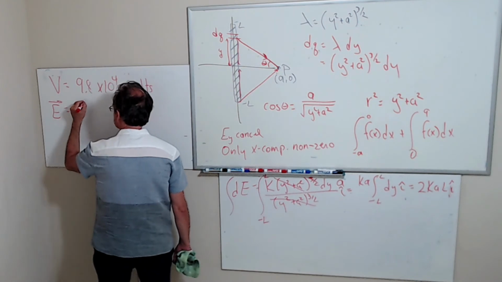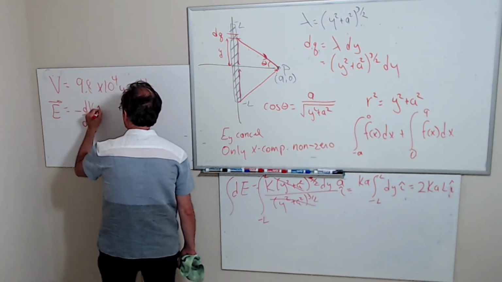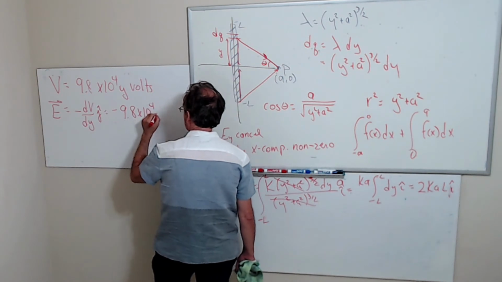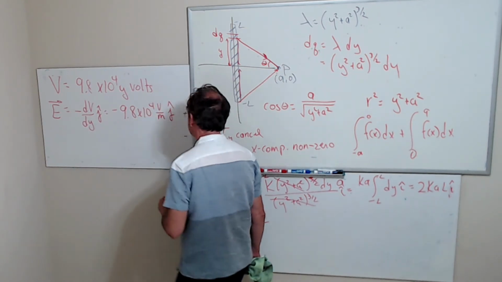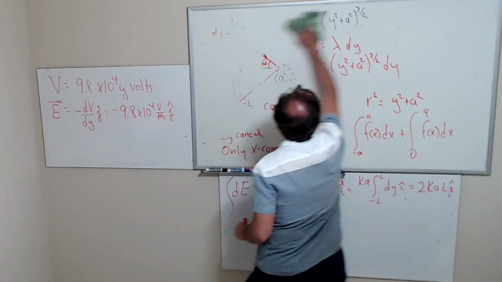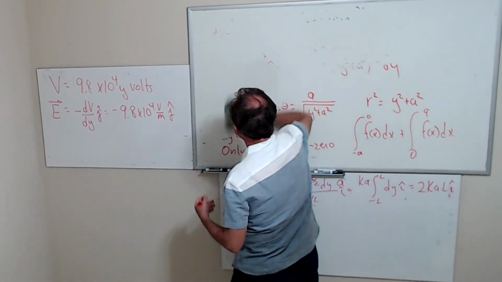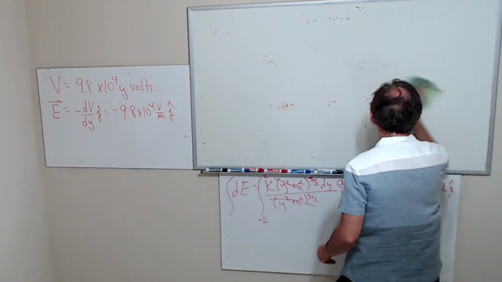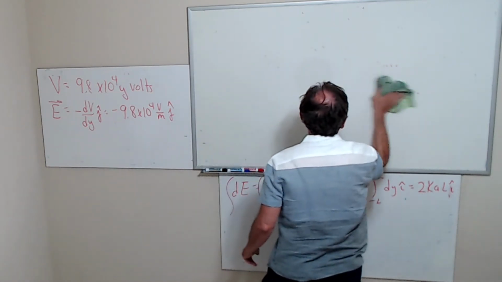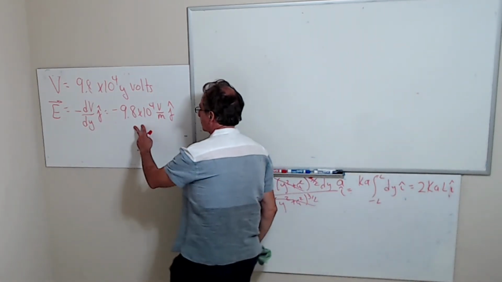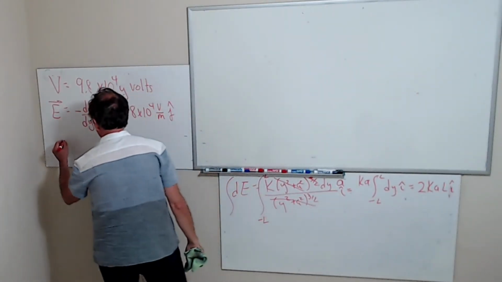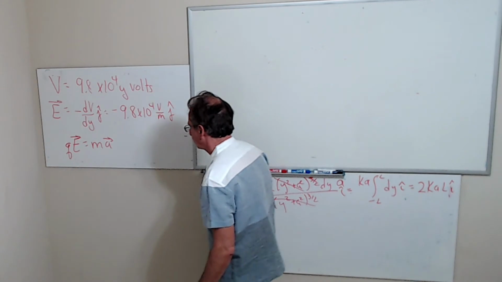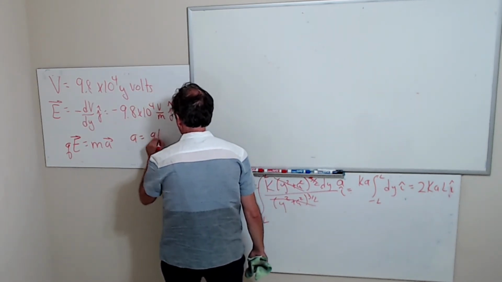The electric field is going to be minus dV over dy, and it's going to give me minus 98,000 in the j direction. Well, the net force on this thing is going to be in the y direction. And of course, the net force is Q times E, which is M times A. A is going to be Q E over M.